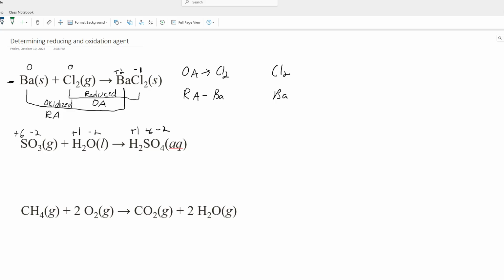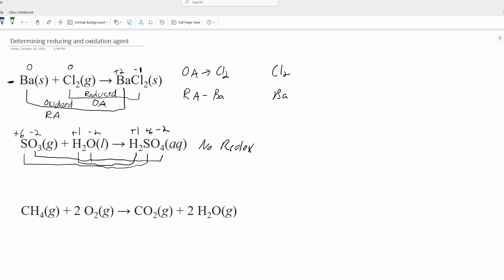But let's start drawing our lines. Sulfur goes from a +6 to a +6. Oxygen goes from a -2 to a -2. Hydrogen goes from a +1 to a +1. Nothing has been oxidized or reduced. This is a very real reaction, but it's just not an oxidation reduction reaction. This is no redox. No redox has happened here. Something has happened, it's just not an oxidation reduction reaction.